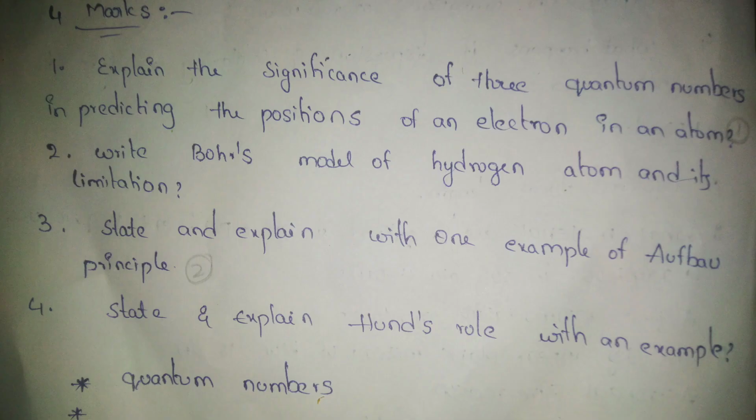4 mark questions. Explain the significance of the quantum numbers in specifying the position of an electron in an atom. Write Bohr's model of hydrogen atom and its limitations. State and explain with one example the above principles. State and explain Hund's rules with an example, numbers and quantum numbers.